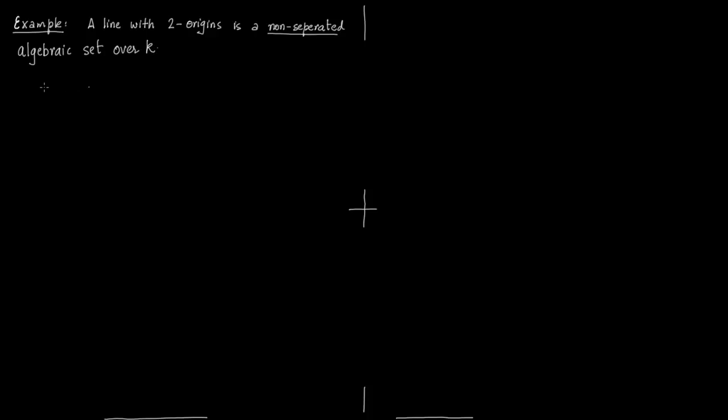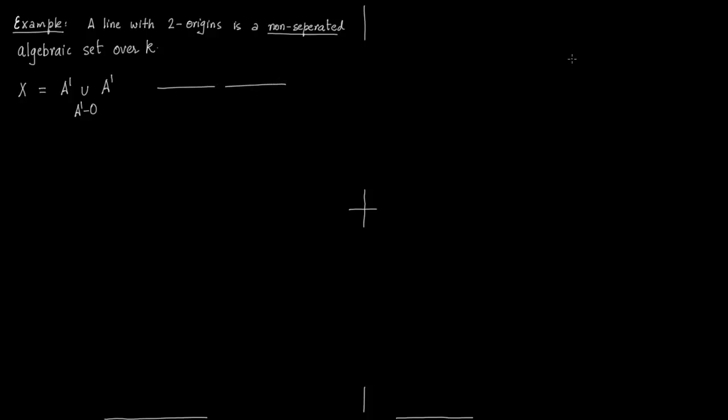So that is the fact we will use in proving that a line with two origins is a non-separated algebraic set over K. So you write X is this A1 union A1. So you identify two copies of A1, everywhere identified except at the origin. So let us draw this figure.